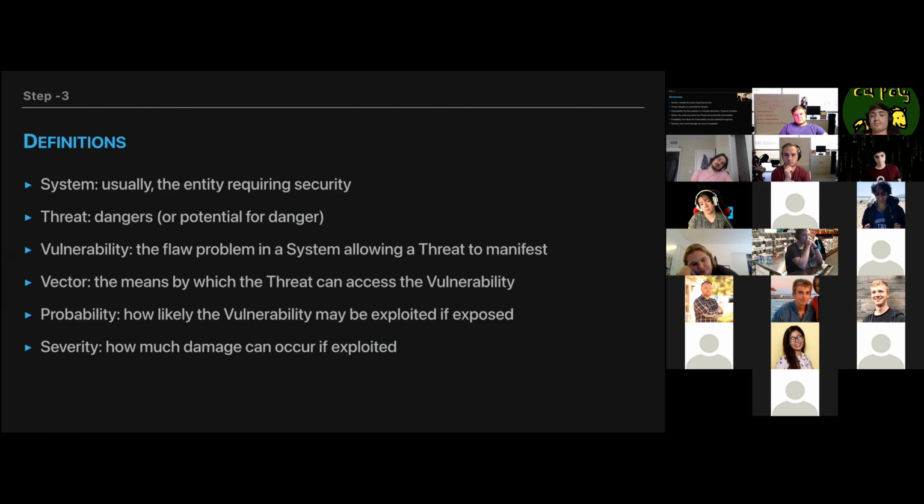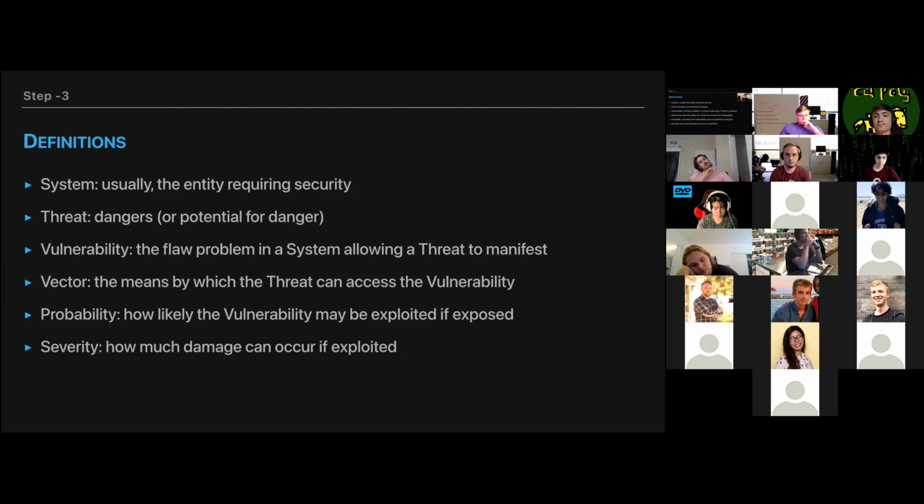So next, probability. How likely the vulnerability is, if it is exposed, to be exploited, right? So if I expose SSH running on my network, but no one's scanning for it, what's the probability of it being exploited, right? And finally, we have severity, which is how great of an impact or how much damage can be caused if this vulnerability is exploited, right?